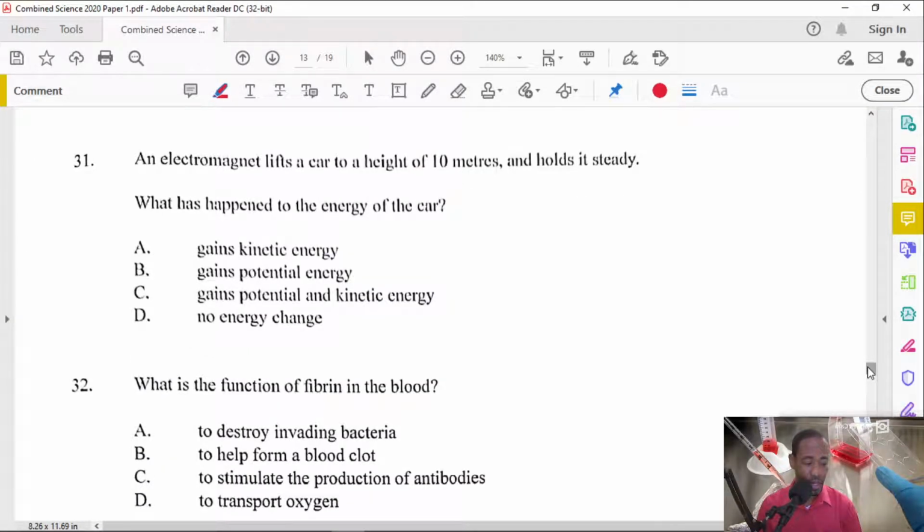Now question number 31, it asks that an electromagnet lifts a car to a height of 10 meters and holds it steady. What has happened to the energy of the car? And so the car is increasing height. So you have an increase in height going up. And so as height increases, then we gain potential energy. So answer here for question number 31 has to be B. Okay. All right. So let's now go to question number 32.